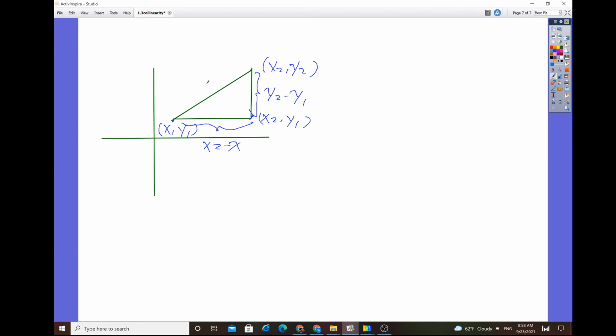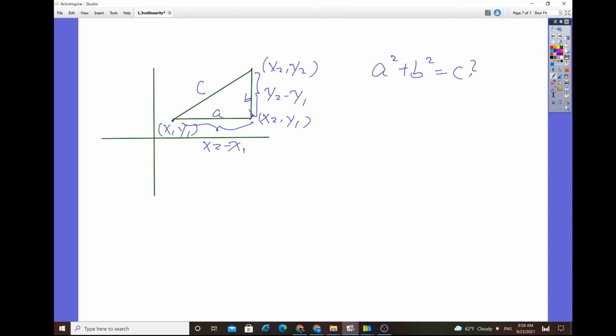Okay, so this one we don't know what that is, so let's say that's C. And x2 minus x1, let's say that it's just A. And this one, y2 minus y1, that's B. So according to the Pythagorean theorem, it's a squared plus b squared equals c squared. And I'm sure you guys are pretty familiar with that.